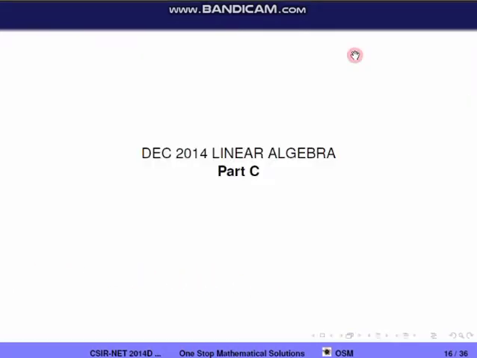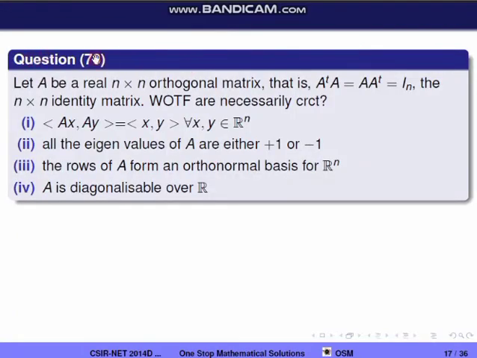Now we'll move on to the part C questions. Question 7D. Let A be a real n cross n orthogonal matrix, that is A transpose A is equal to A A transpose equal to In, the identity matrix of order n. Then which of the following are necessarily correct? So we are given an orthogonal matrix here. We have to find which of the options are correct.